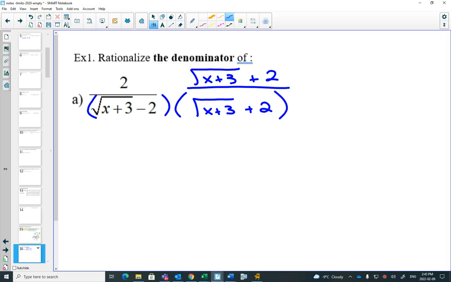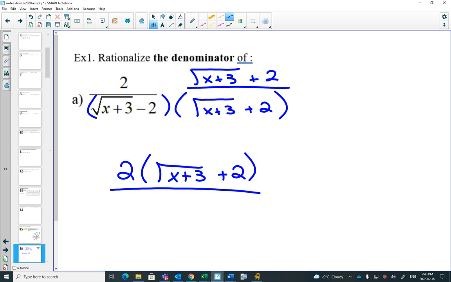But it's a major strategy that comes up over and over again. So here, we've multiplied by 1. The top becomes just 2 times square root of x plus 3 plus 2. The bottom, when I multiply this out, it's a difference of squares. So the first two will get multiplied together. They will become just x plus 3.